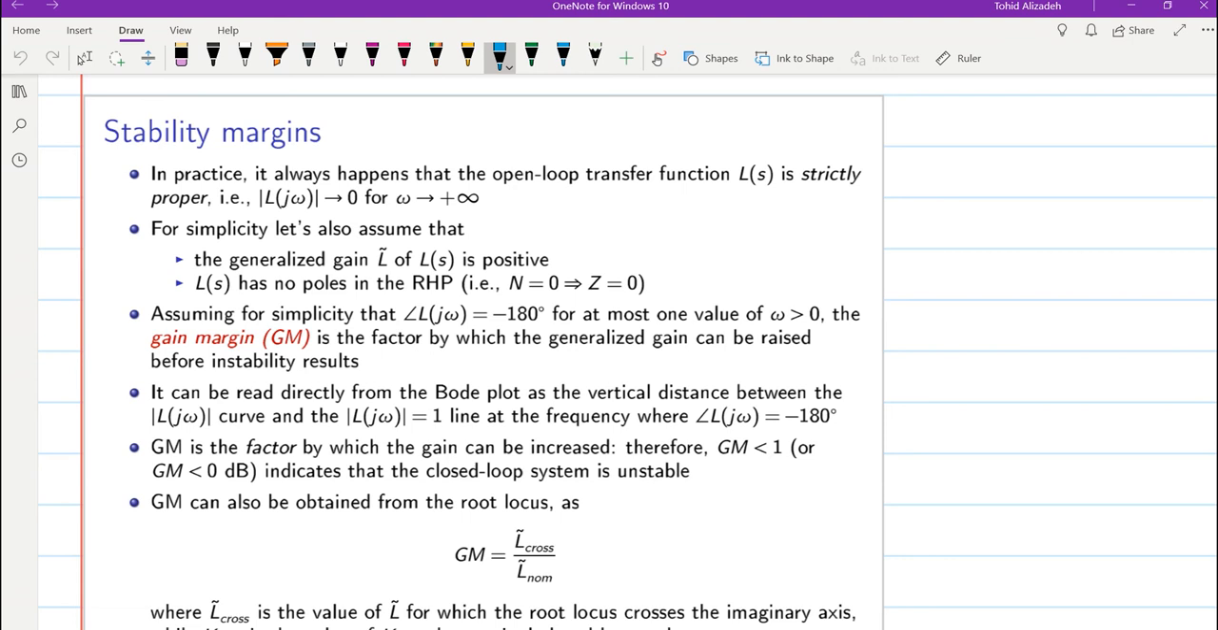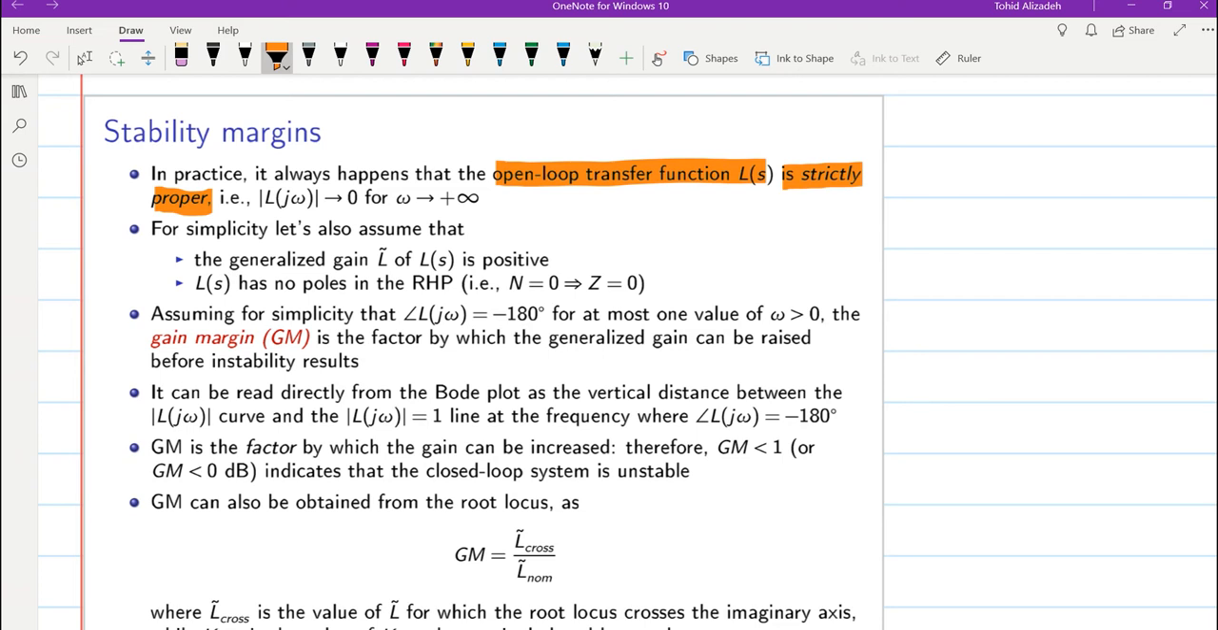Hello everyone. In this video we are going to talk about the stability margins, the gain margin and phase margin in particular. In practice, usually we have the open loop transfer function L(s) for a given system being strictly proper. Okay, so it's usually the case. In most of the cases, L(s) is strictly proper.